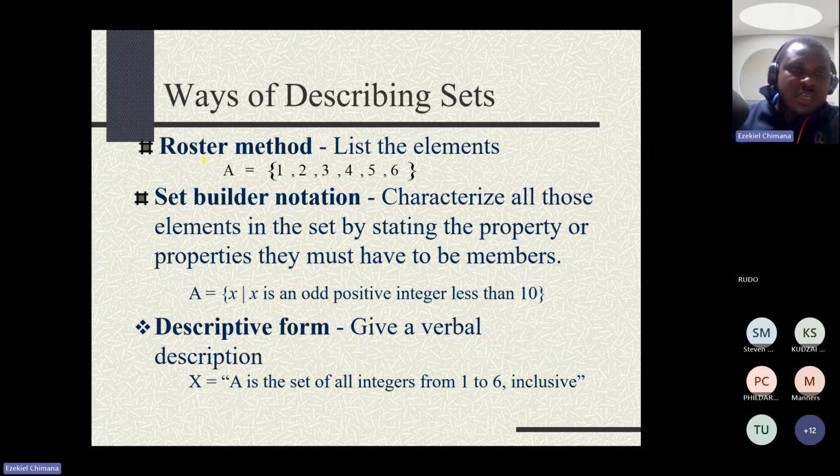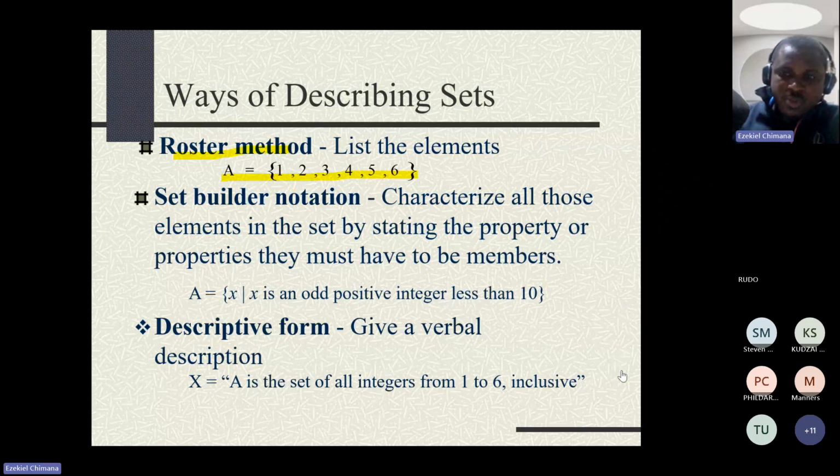And then there is the roster method. The roster method is a way of describing a set. Here you list the elements like this. That's how you use the roster method. You've got the name, a set A, and the elements of the set will be within these curly braces, and the elements will be comma separated.